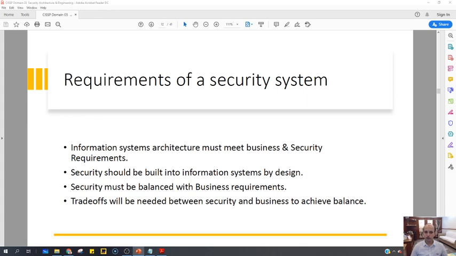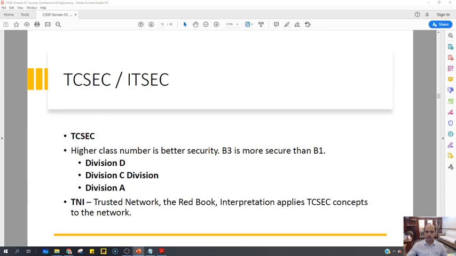Also, security must be balanced with the business requirement and the security of the system. A trade-off will be needed between security and business to achieve a balance between them, right? So moving further, let's see the criteria which define security in any particular product itself.